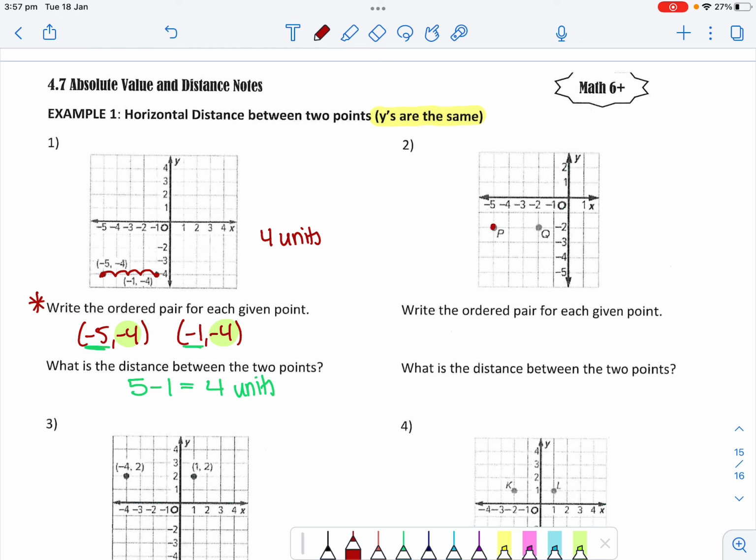In number 2, again, I'm counting in between P and Q. This graph goes by ones, so 1, 2, 3 units. And if I do the same thing and write the ordered pairs, so -5, -2, and then -2, -2, my y's are the same, so I'm going to use x. And 5 minus 2 is 3 units.